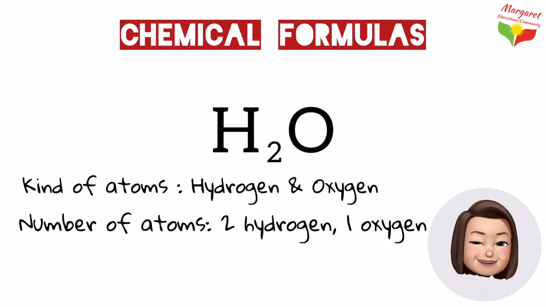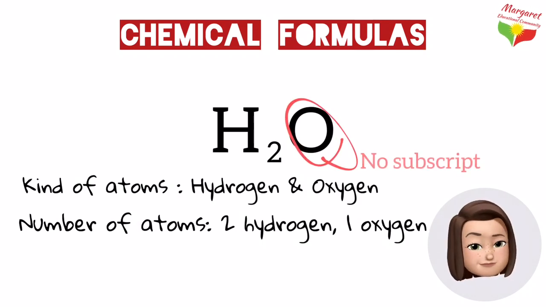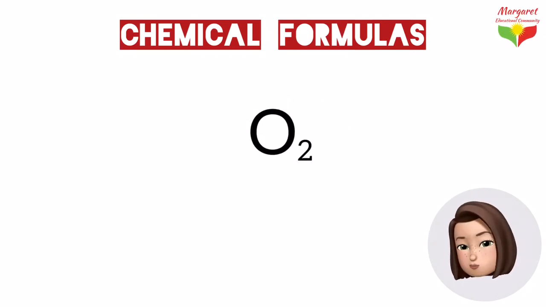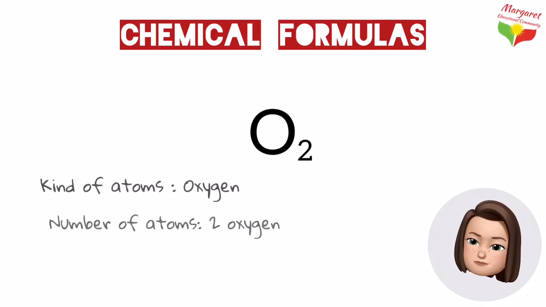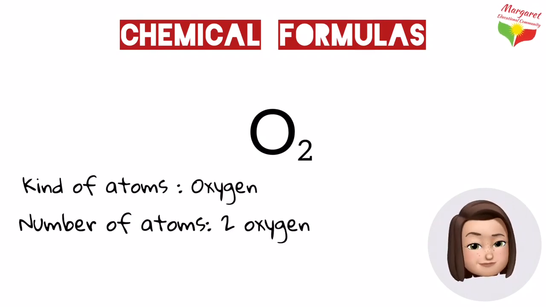So here we have 2 hydrogens, and if there is no subscript, just like here next to the O, that means there is only one atom of that element. Let's have other examples. We have oxygen, O2. Now this means that this molecule contains 2 oxygens.